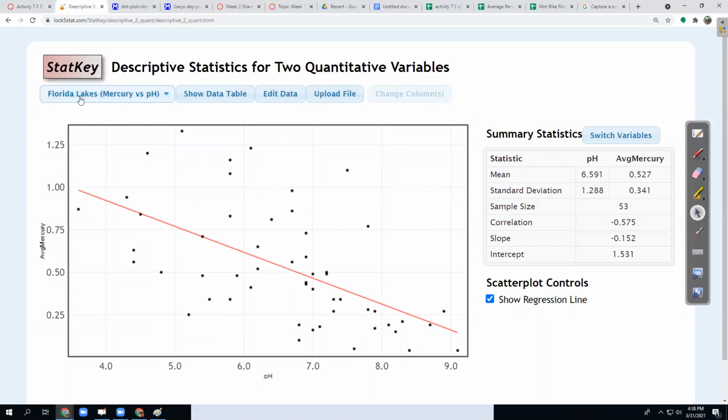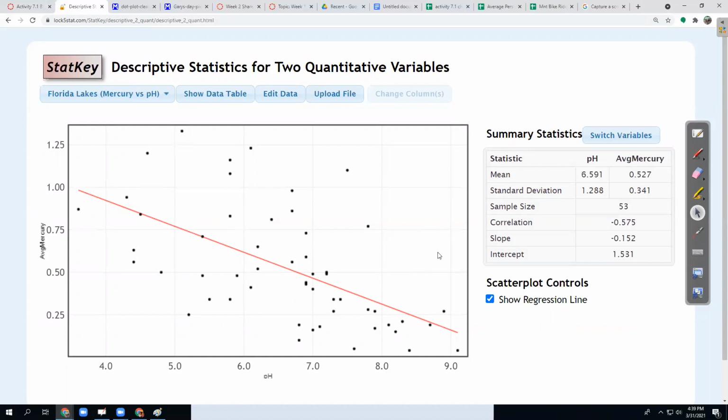The data we're looking at here, Florida lakes, mercury versus pH, is where each data point comes from a different lake in Florida where they caught a whole bunch of fish and measured how much mercury was in the fish. They also took a bunch of measurements of the water in the lake and found the average pH. What they're looking at is whether there is a relationship between the pH of the water and the amount of mercury that ends up in the fish in that lake.